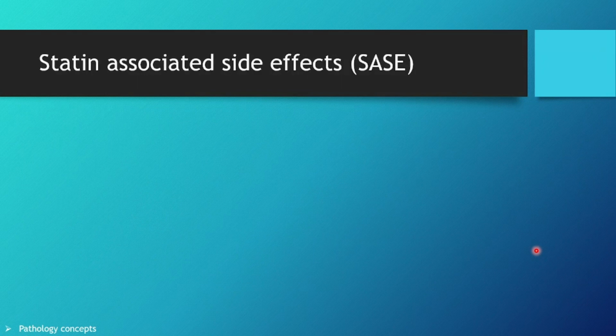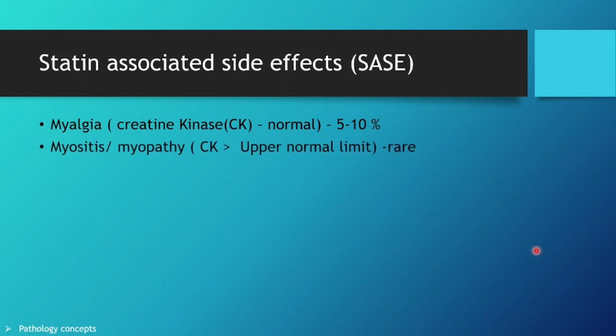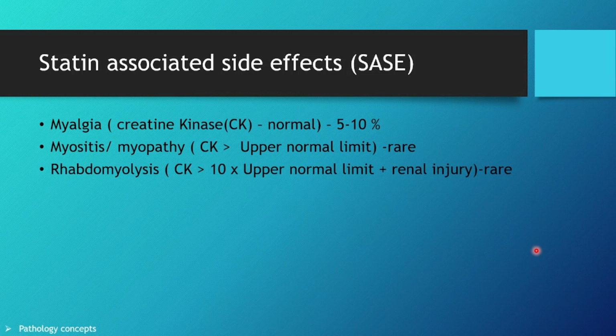Let's learn what are the side effects. They are called the statin associated side effects, SASE. First is myalgia, where creatine kinase is normal. It occurs in 5 to 10% of the patients receiving statins. Second is myositis or myopathy, where the creatine kinase is more than the upper normal limit. It is a rare condition. Third is rhabdomyolysis, when creatine kinase is more than 10 times the upper limit and renal injury is also present. It is a rare condition.